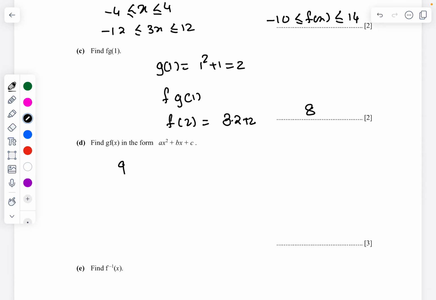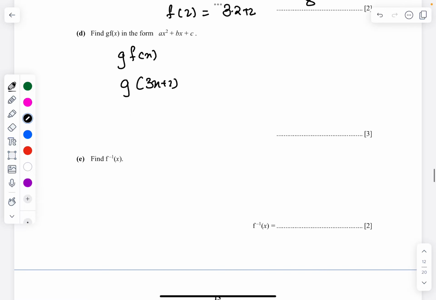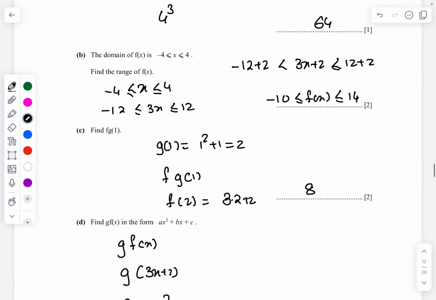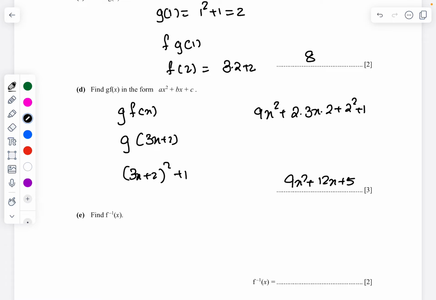g of f of x in ax square plus bx plus c form. What is f of x? 3x plus 2. Substitute 3x plus 2 in g of x: 3x plus 2 whole square plus 1, which is going to be 9x square plus 2 times 3x times 2 plus 2 square plus 1, which is 9x square plus 12x plus 5.